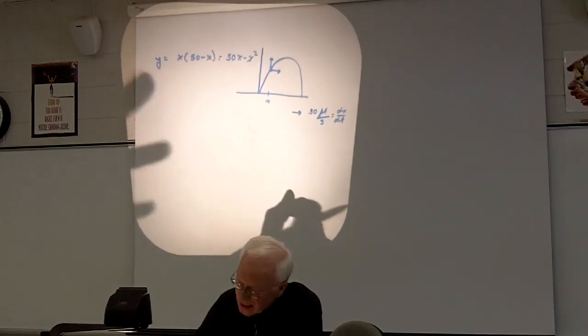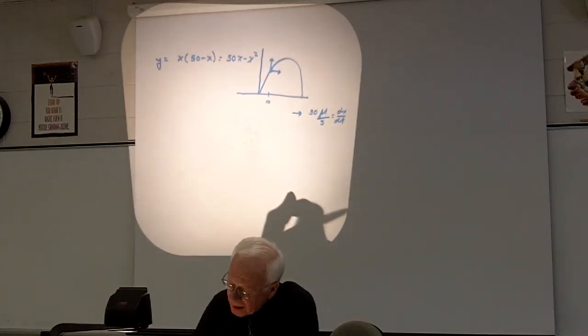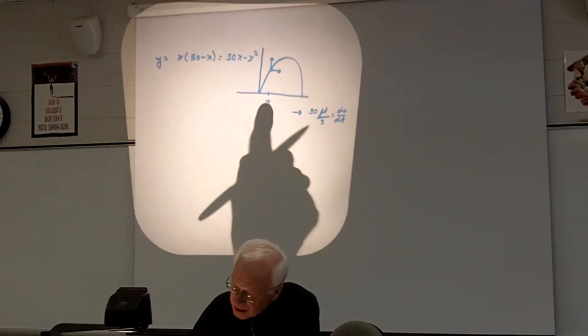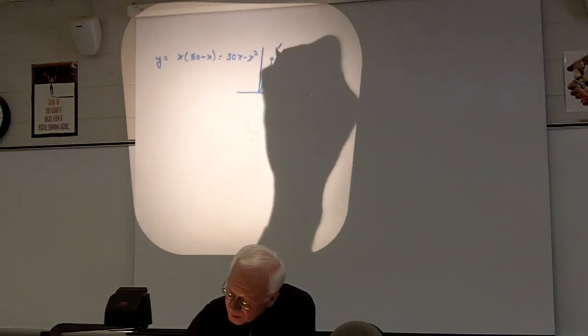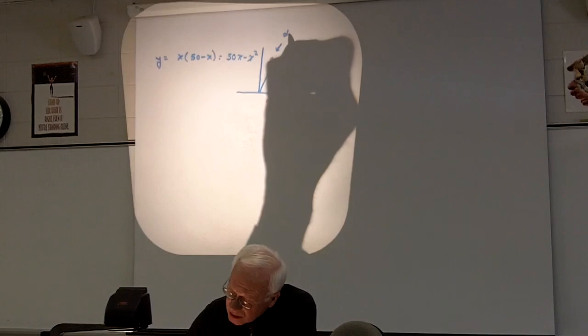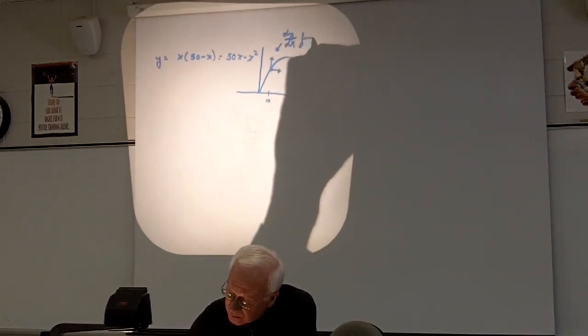Okay? And that's a constant. And this is where x equals 10. And I would like to know how big this vector is up here. That's my dy. Okay? And this is what I want to find, how big that is. That's going to be dy dt. And that's what I'm going to try to find.